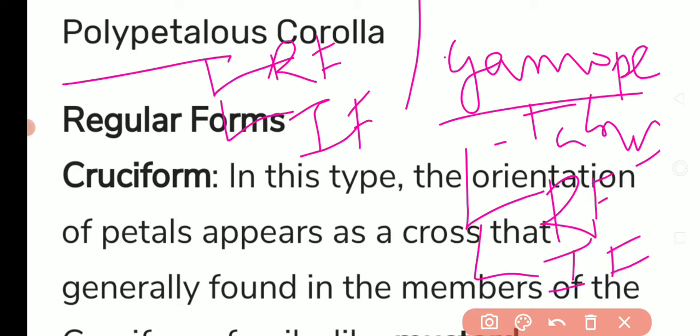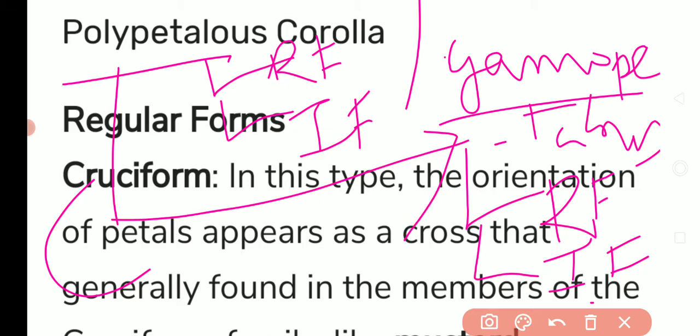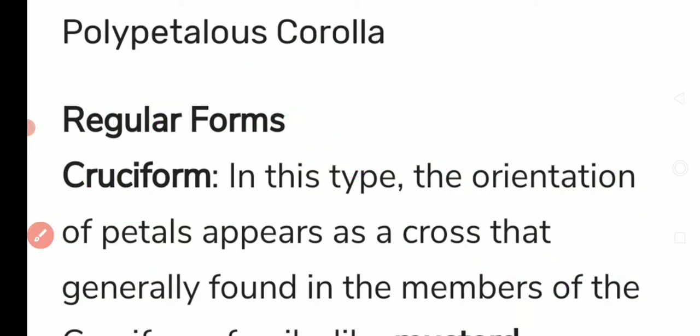So I hope you understand. We started with corolla. There were two types, polypetalous and gamopetalous. Then polypetalous has regular and irregular form, and gamopetalous has again regular and irregular form. Okay, let's look at the first one, the polypetalous corolla and the subheading of the regular forms.